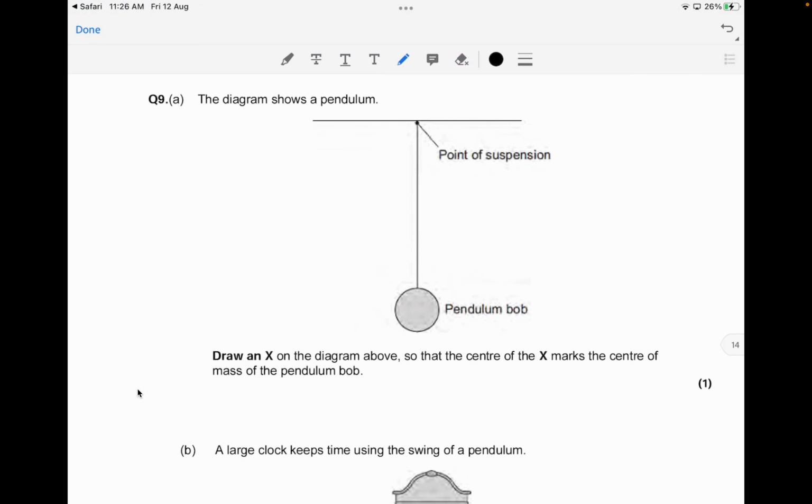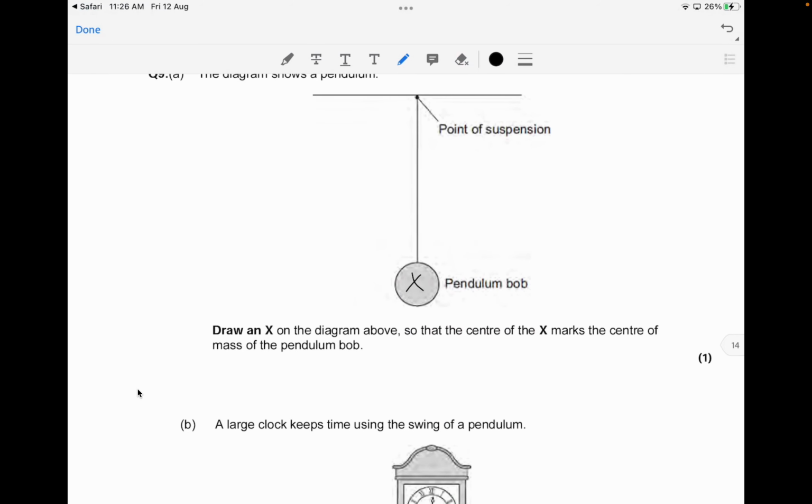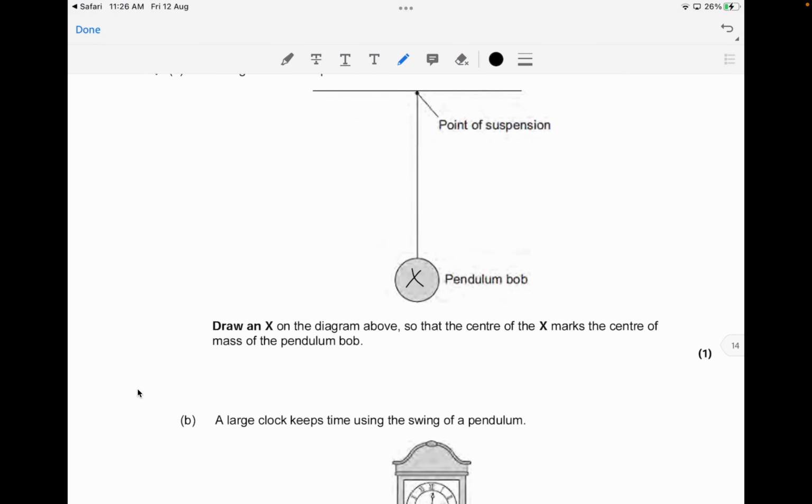The next question is again about center of mass concepts. You have to draw an X on the diagram below so that the X marks the center of mass of the pendulum bob. So you can see somewhere about X there as well. I think the X should be drawn at the center of the pendulum bob, okay?